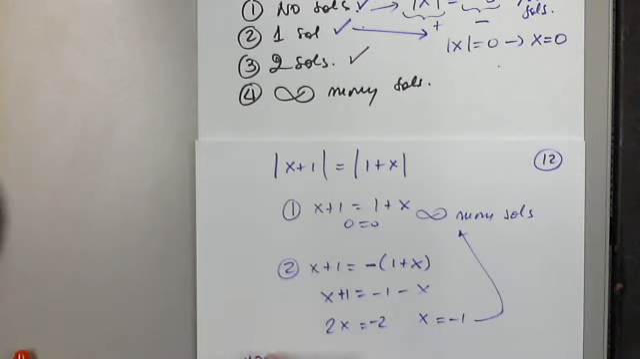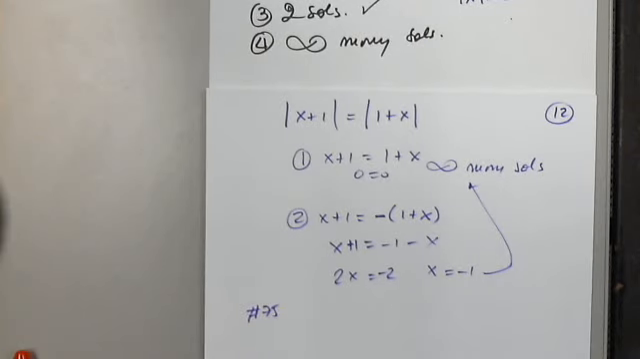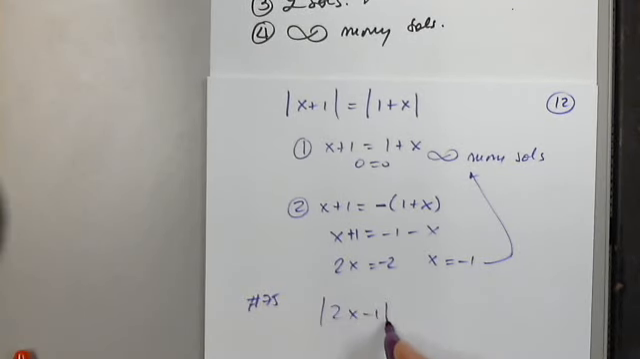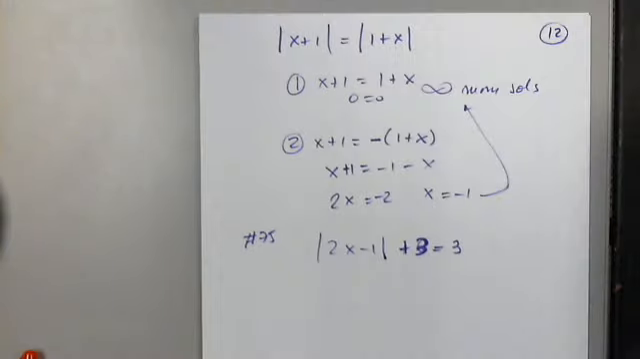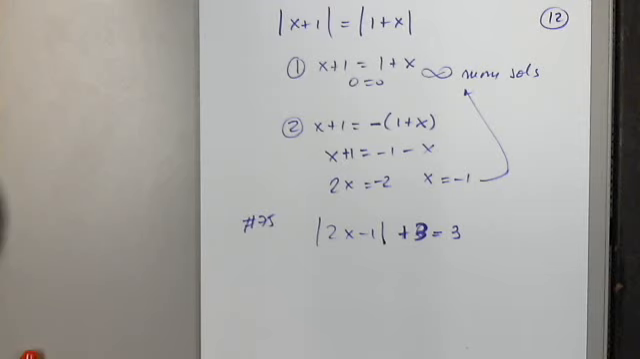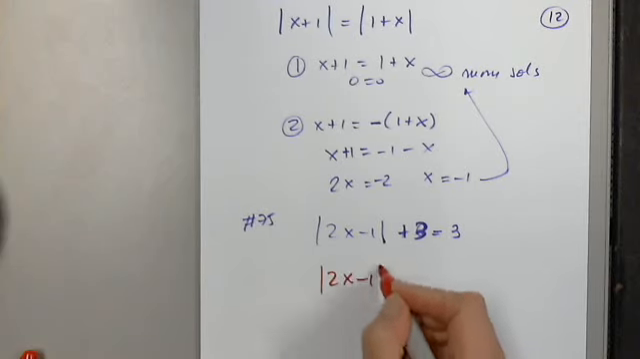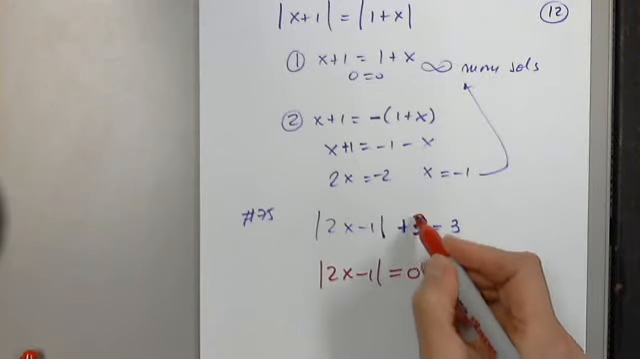75. The absolute value of 2x minus 1 plus, no, I'm sorry, plus 3 equals 3. Okay, what type of equation is this? Very good, it's an absolute value equation. What would be the first step? Very good, so this is 2x minus 1 equals 0. Is that a 3? Yes, I'm sorry.